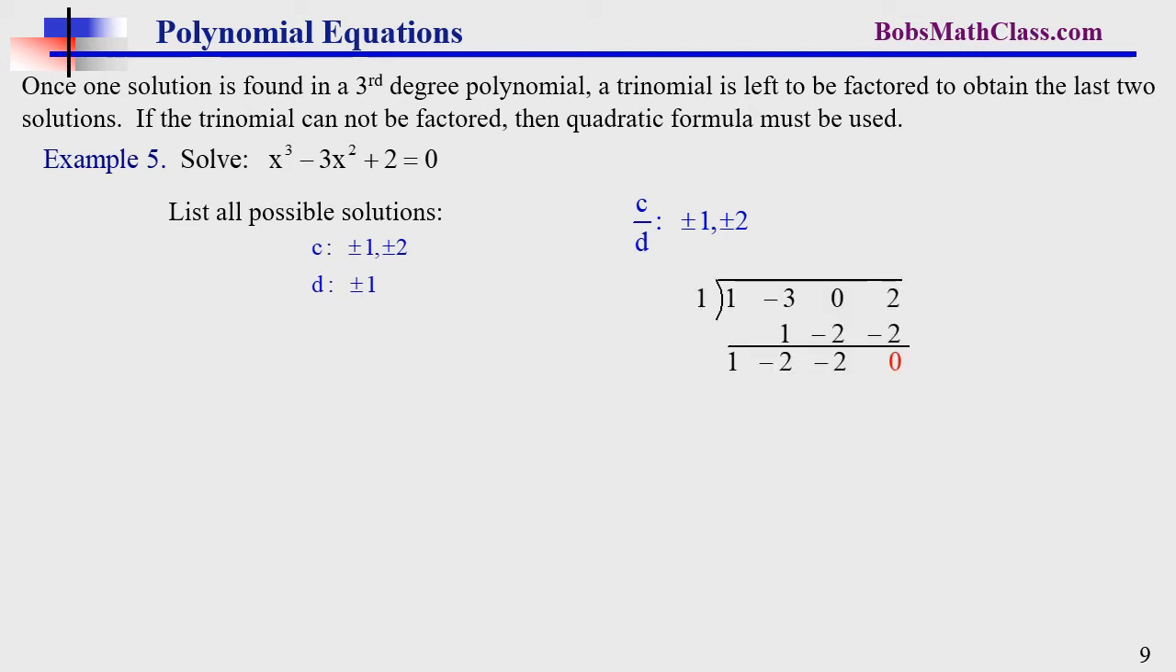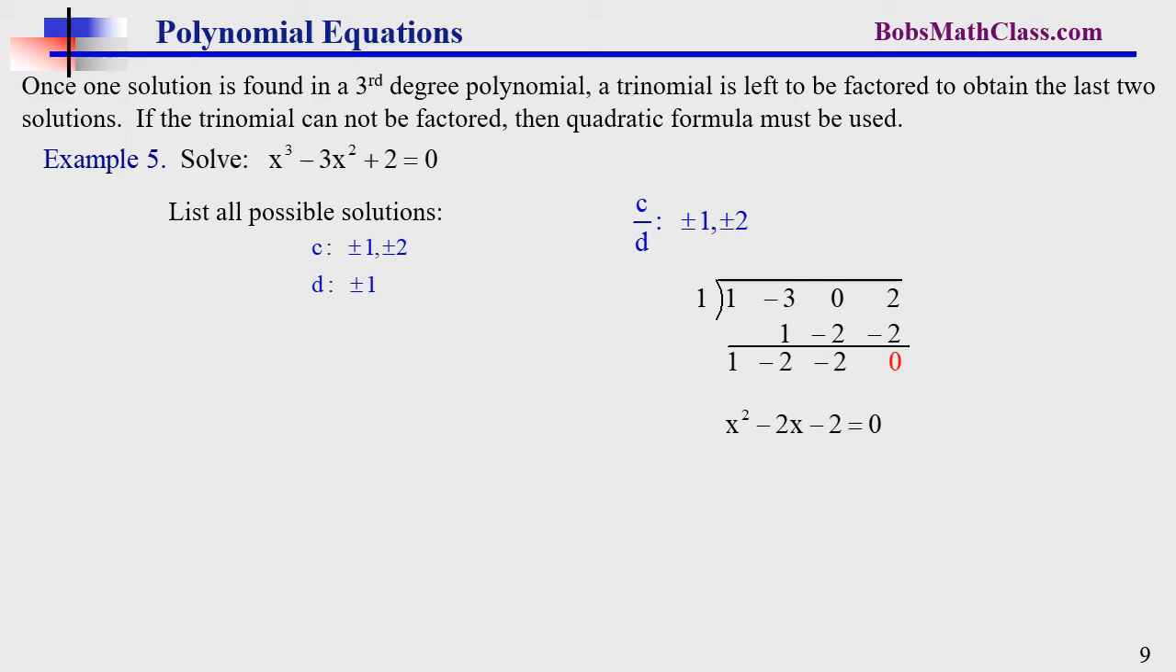So let's try 1. Hey, it works, right? Yeah, pause the video. Make sure you could show that if you use C as 1, we get a remainder of 0. So that means 1 is a solution. Now we'll write that in variable form.